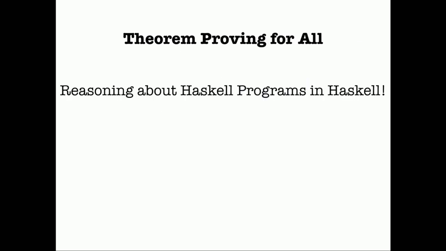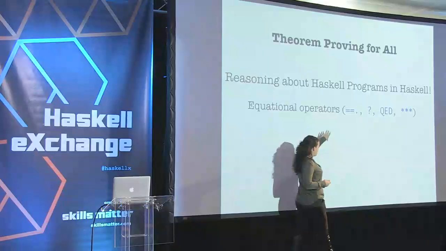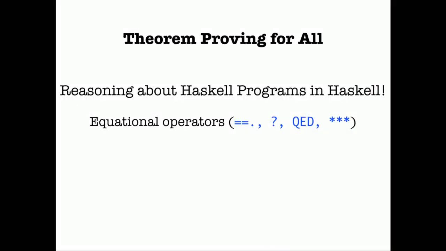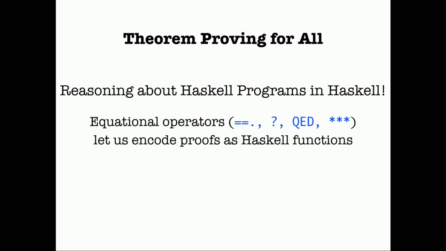So what we saw is that you can use basically Haskell to reason about Haskell programs in Haskell. And we saw these three basic equational reasoning operators. I have equal dot to prove intermediate steps. I have question mark to call theorems, to instantiate theorems. And I have star QED to convert Haskell proofs into unit. And using these operators, I can encode theorems in Haskell, and I can check them in LiquidHaskell.